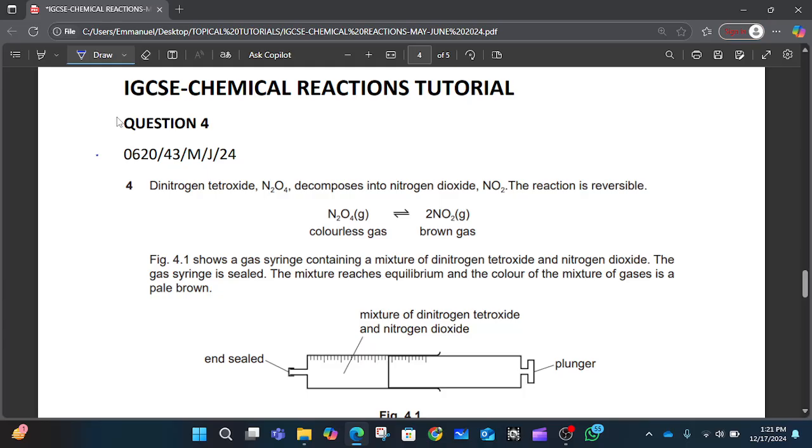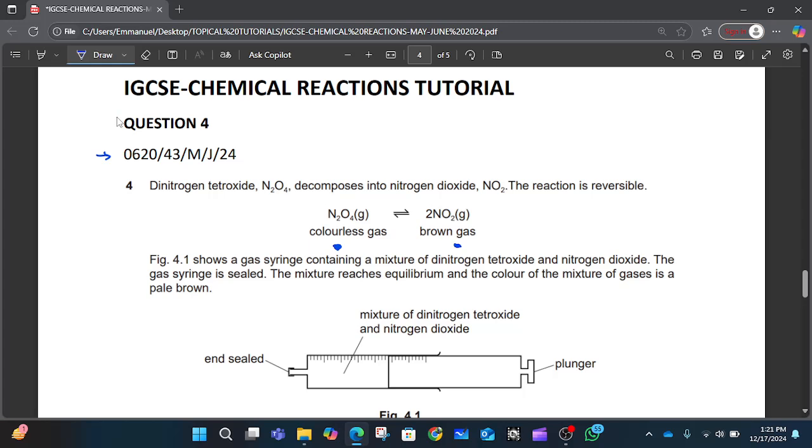The next question is from May June 2024, paper 4-3. Question 4. Dinitrogen tetroxide N2O4 decomposes into nitrogen dioxide NO2. The reaction is reversible. The equation for this reaction is N2O4 gas giving 2NO2 gas. The dinitrogen tetroxide is a colorless gas, and the nitrogen dioxide is a brown gas.